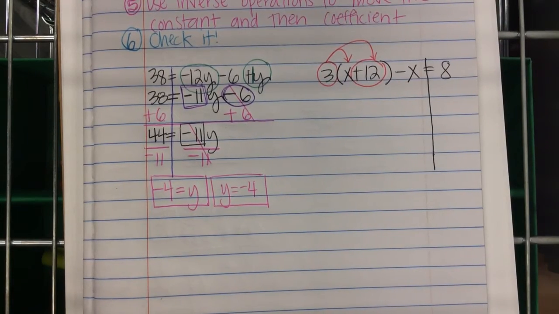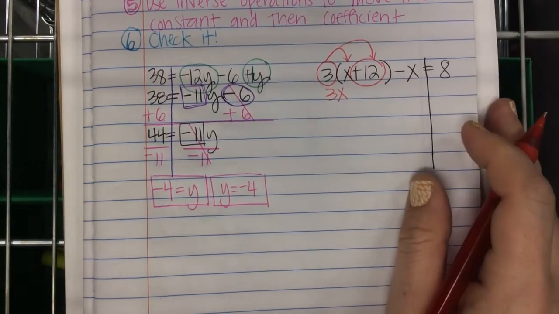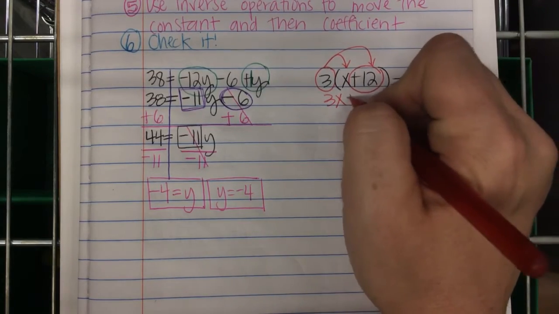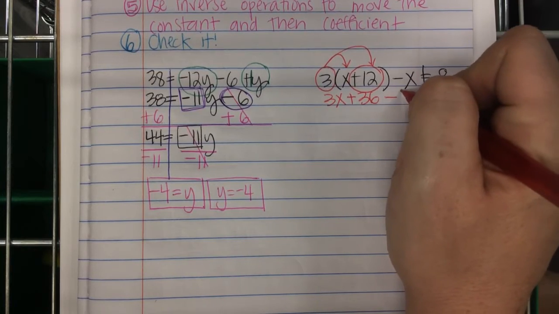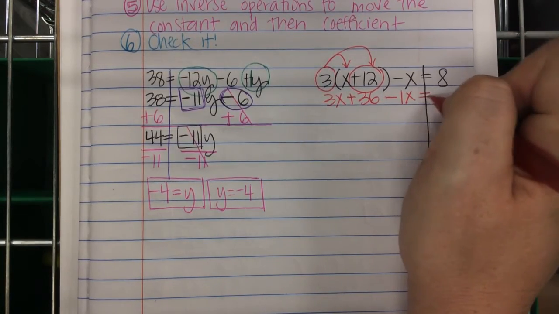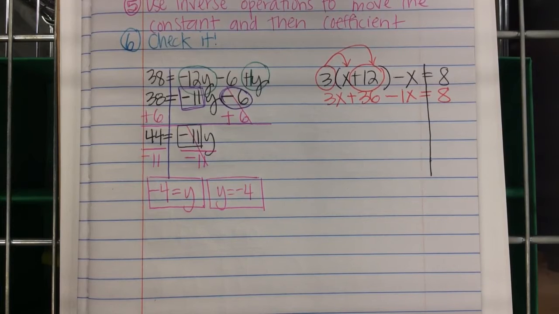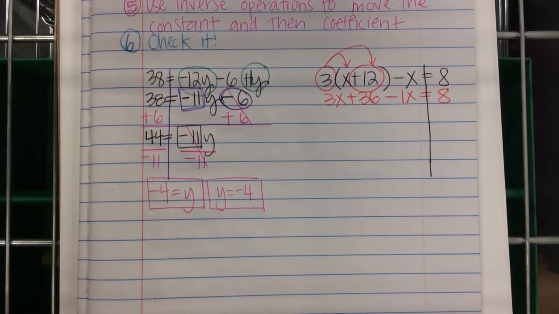What's 3 times x? What's 3 times 12? 36. Plus 36? Because it's positive. Minus 1x equals 8. I distributed. Do you agree? Am I done? No. Am I done distributing? Yes. So I can move on to step number 3, correct?